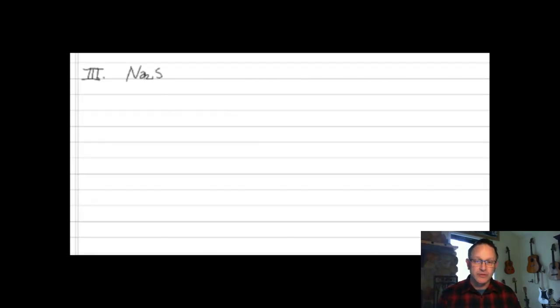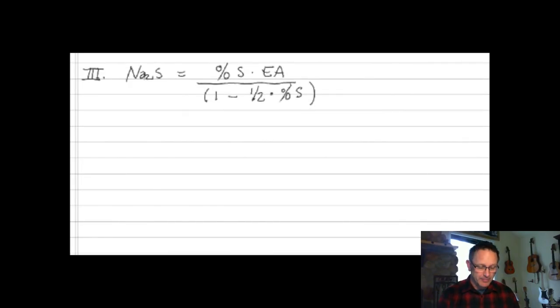Na2S equals, bear with me, it lags a little bit, percent sulfidity times the effective alkali. And that is all over 1 minus 1/2 times the percent sulfidity. Okay. So let's substitute our numbers in.